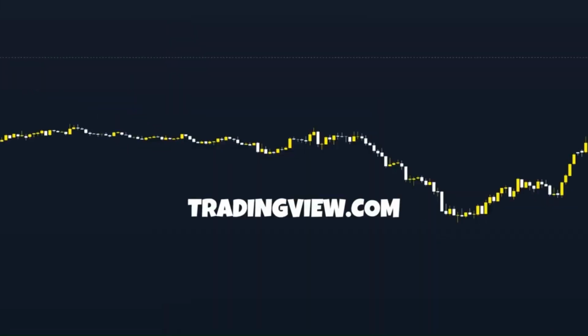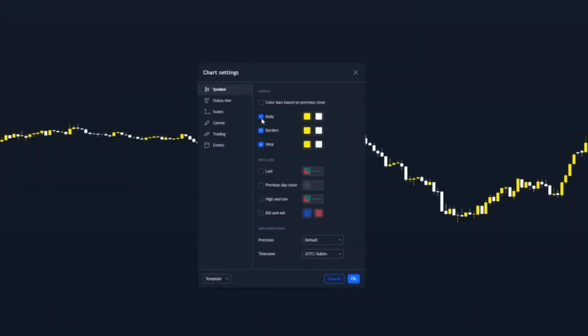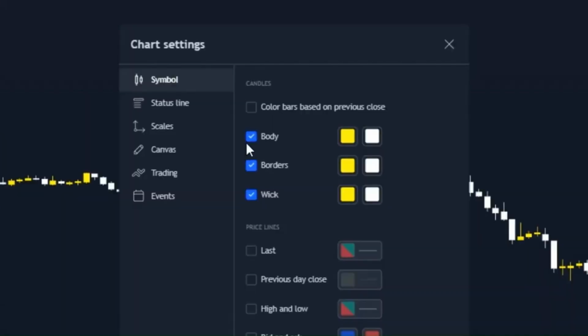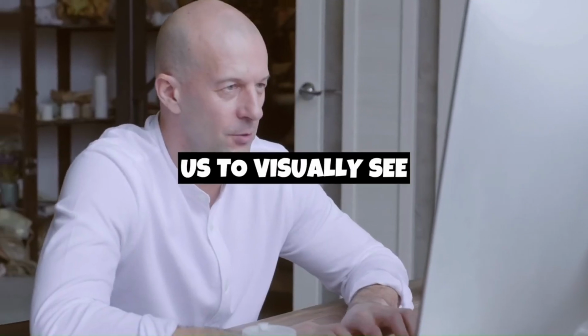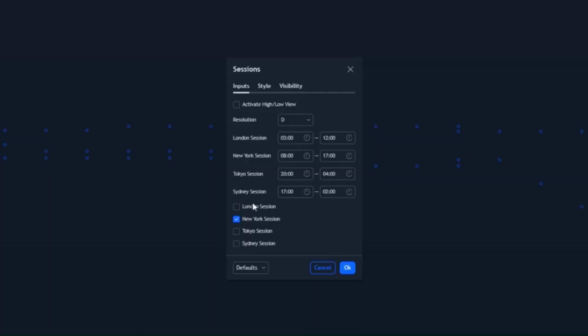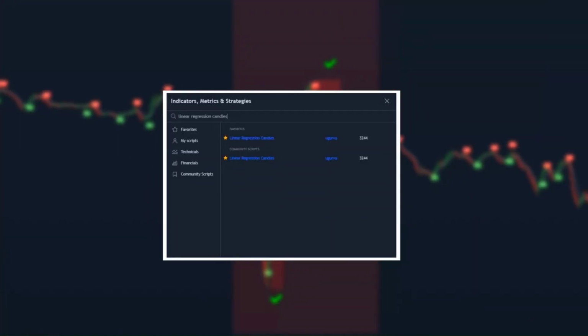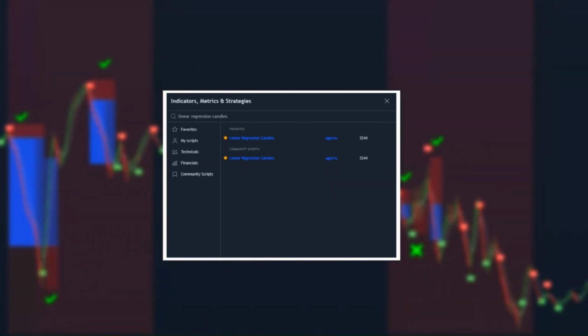Okay, so we are on TradingView.com and the first thing we're going to do is right click and go down to settings. Once you're on the chart settings right here, we're going to remove body, borders and wick. For the first indicator we're going to add is Sessions on Chart, and it just allows us to visually see exactly when we need to be taking trades. Add this one to your chart and then all you have to do is untick London, untick Tokyo and untick Sydney.